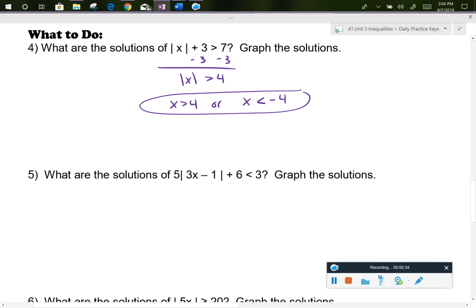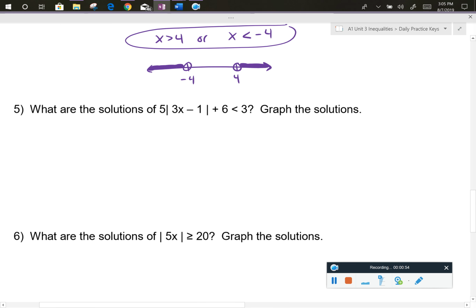So those are the solutions, and when we look at them on the number line, we have a negative 4 and a positive 4. These are both open circles because there's no or equal to, and we want to get further away from 0 than a distance of 4, so we're shading to the outside. That's why we have an or for a two-part problem.